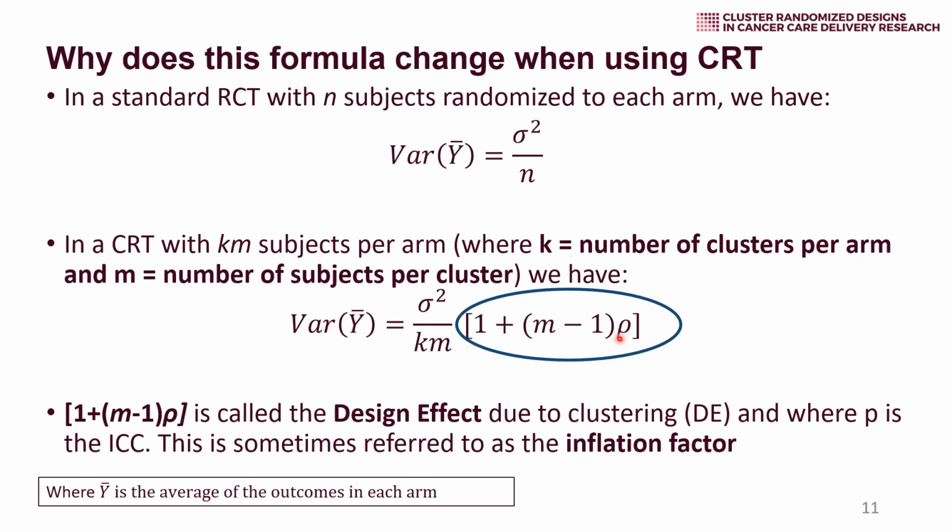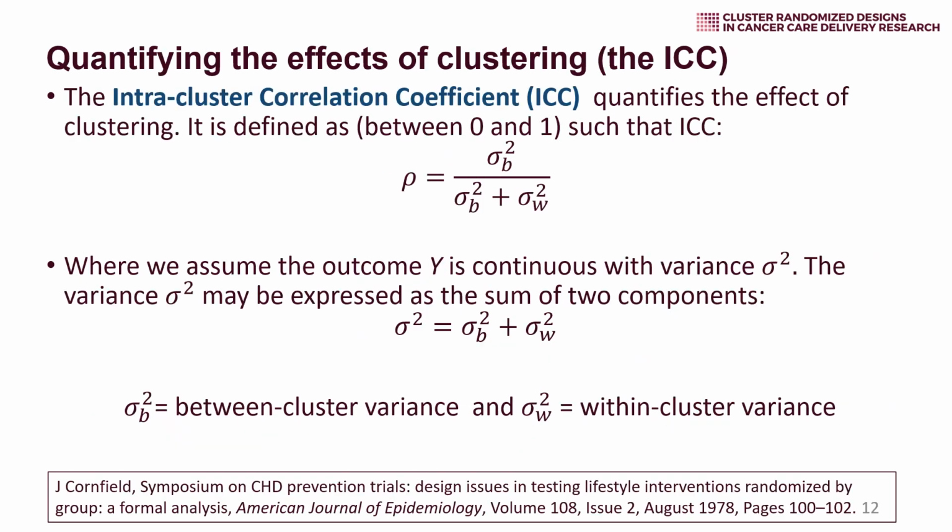And it also increases by this quantity here known as the design effect. So 1 plus n minus 1 times rho, where rho represents the ICC, is known as the design effect, sometimes referred to as the inflation factor. Now, this design effect is a function of the cluster size, and this other quantity known as the intra-cluster correlation coefficient, or ICC. This intra-cluster correlation coefficient quantifies the effect of clustering.